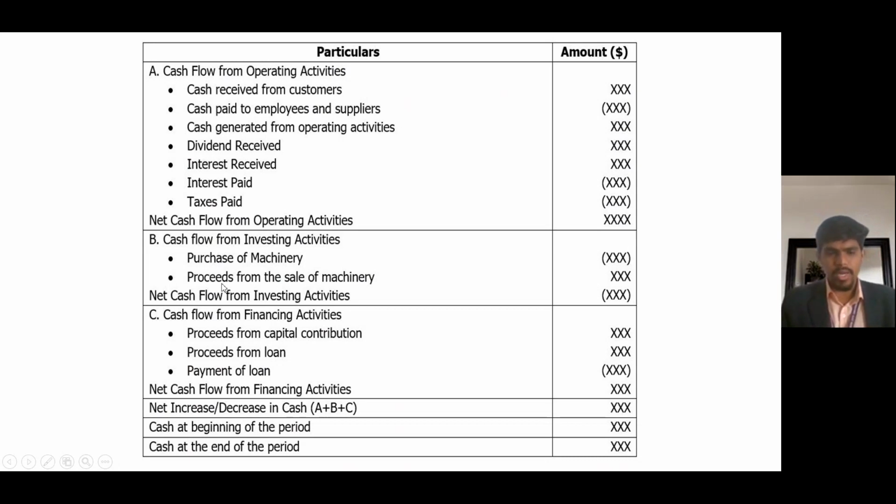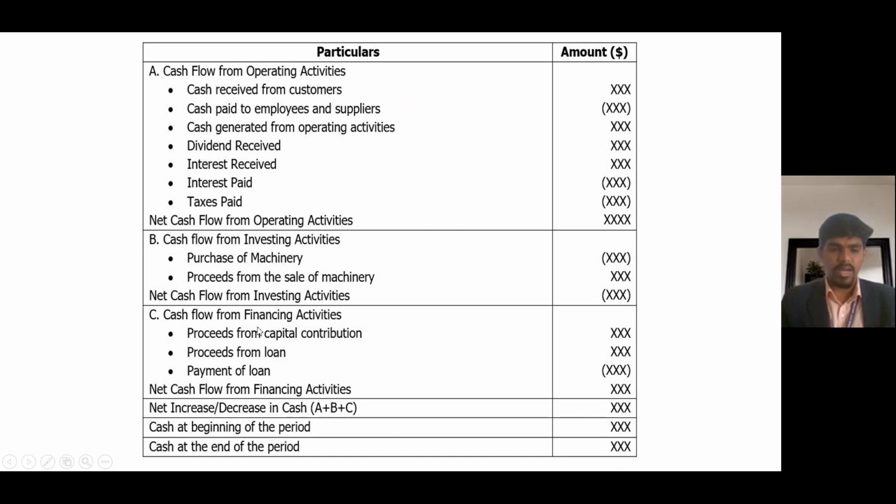Okay. So here proceeds from sales of machinery, proceeds in the sense profits from the sale of machinery. If you're selling any machinery and you're getting any profit from that, that will be taken as a positive value. So whatever the value will be there, that will be taken as cash flow from investing activities. And if you are investing in any shares, that will also be considered here. Okay, next is cash flow from financing activities.